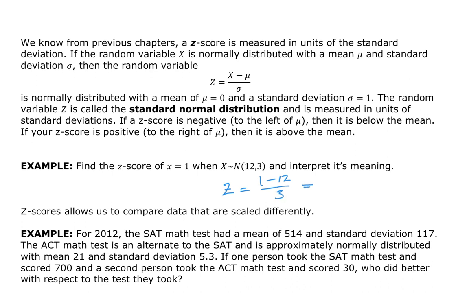I get a value of negative 3.67. That means that this number 1, which is in this normal distribution, is 3.67 standard deviations below the mean of 12. Negative means I'm below. And that's what I expect, right? Because if I have the number 1, it's obviously less than 12. And this tells me how many standard deviations I am away from the mean of 12.